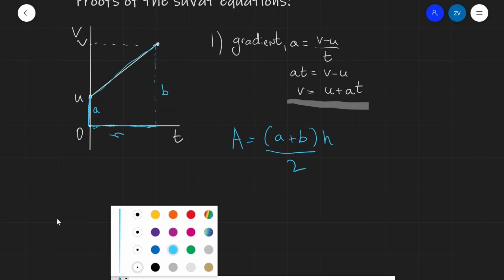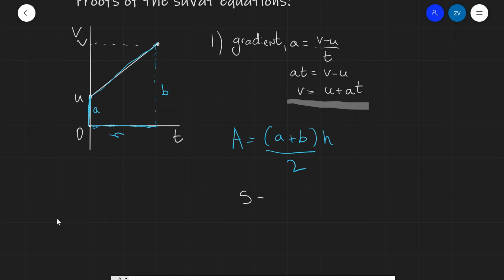The area underneath a velocity time graph is the displacement. So s will be equal to (u plus v) divided by 2, multiplied by the height. Remember, side A is just our initial velocity from 0 to here, which is u, and v is the distance from here to here, which is equivalent to our side B. The height, in this case, is given by the time that's elapsed, which is t.